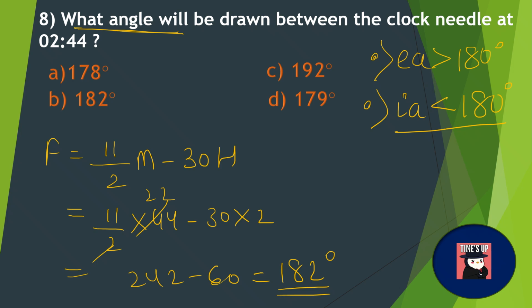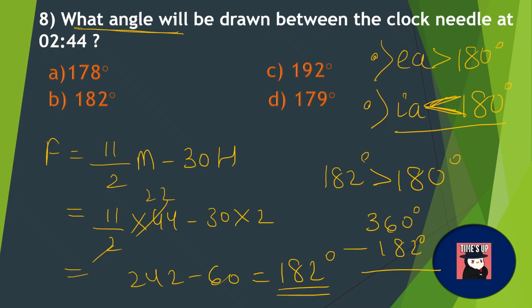Now, this 182 degree is greater than 180 degree. It is not less than 180 degree. We want less than 180 degree in case of internal angle, or even if they just ask angle. Correct? So what we need to do? 360 degree minus 182 degree. So that will come to 178 degree. So the answer is A, that is 178 degree.